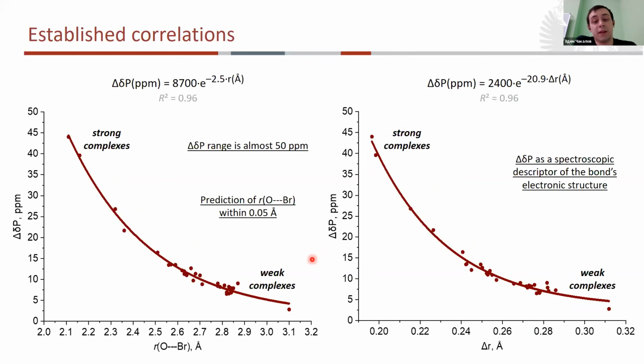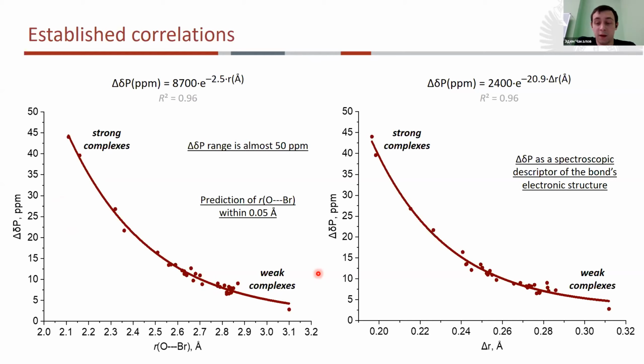Now let's move on to the chemical shift of phosphorus. It's sensitive to all these parameters: the halogen bond energy, the halogen-oxygen distance, and these two minima. As can be seen, the phosphorus chemical shift changes in a fairly wide range, almost by 15 ppm, when the complex goes from weak to strong.